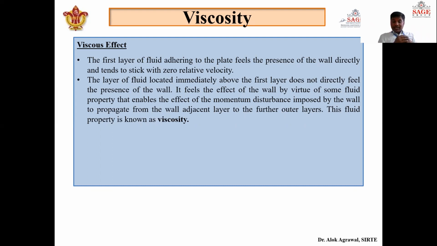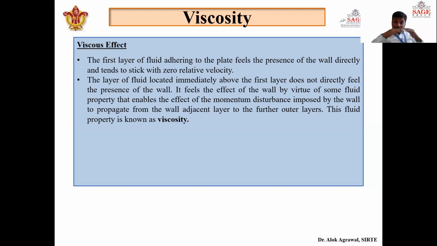What does it mean? The fluid layer just above the first layer will not feel the presence of the wall directly, but it will feel it through that first layer. The first layer feels the presence of the wall directly, and with the help of that first layer, the second layer feels the presence of the wall. So what will happen? The first layer will try to decrease the velocity of the second layer of fluid as well. Earlier, both layers had the same velocity u infinity.